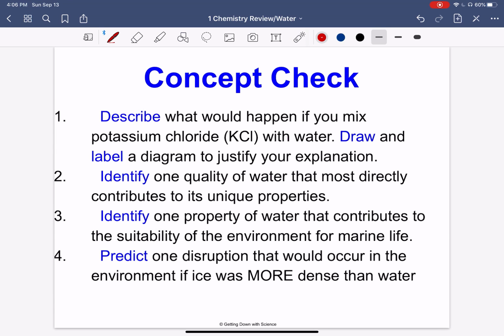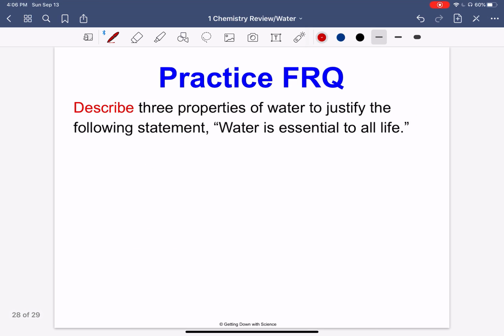Could you describe what happened if you put something like potassium chloride in water? If I tell you that it's an ionic bond, that potassium is positive and chlorine is negative, you should be able to figure that out. Could you identify properties of water that contribute to its unique properties? Let's see. I think that after listening to all this and seeing it, you probably are pretty good with that.